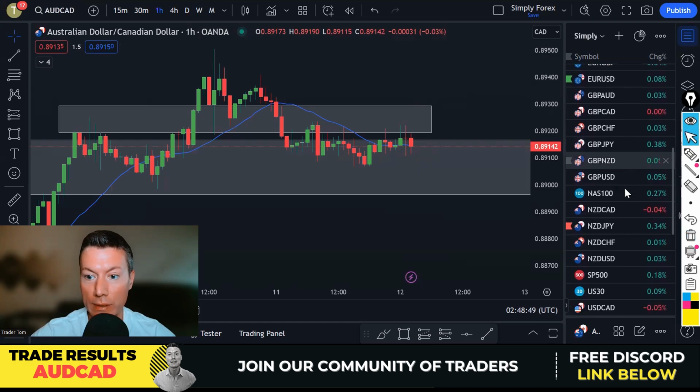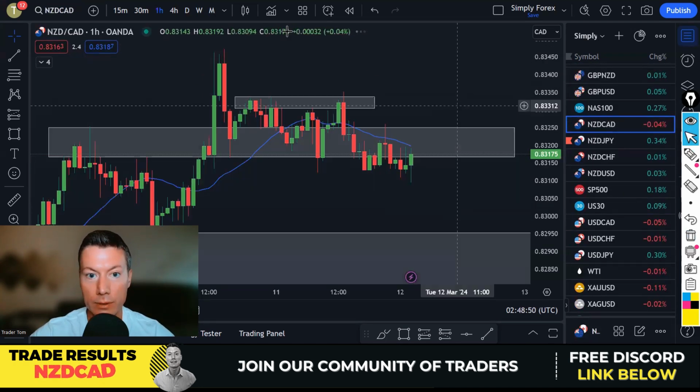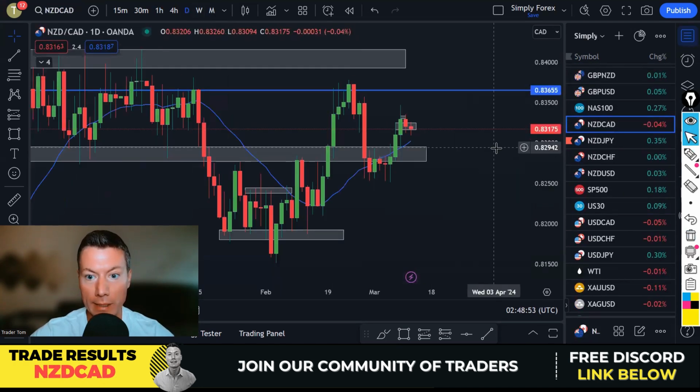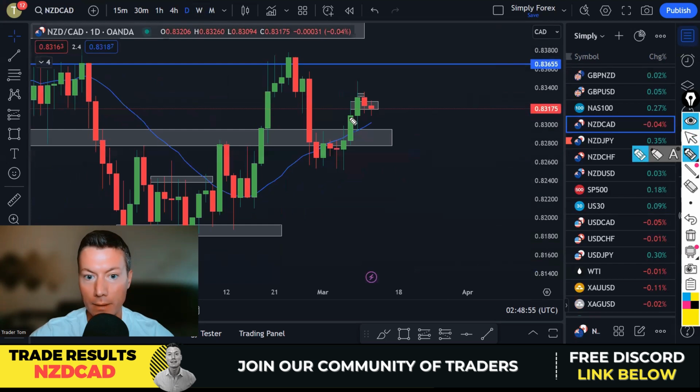And it was the same with New Zealand CAD. So this was another one we were looking at. If we look at the day chart, nicely in an uptrend. Nice bullish candle that suggested we could still take price back up to these last highs. And I'd still be interested in this trade idea.